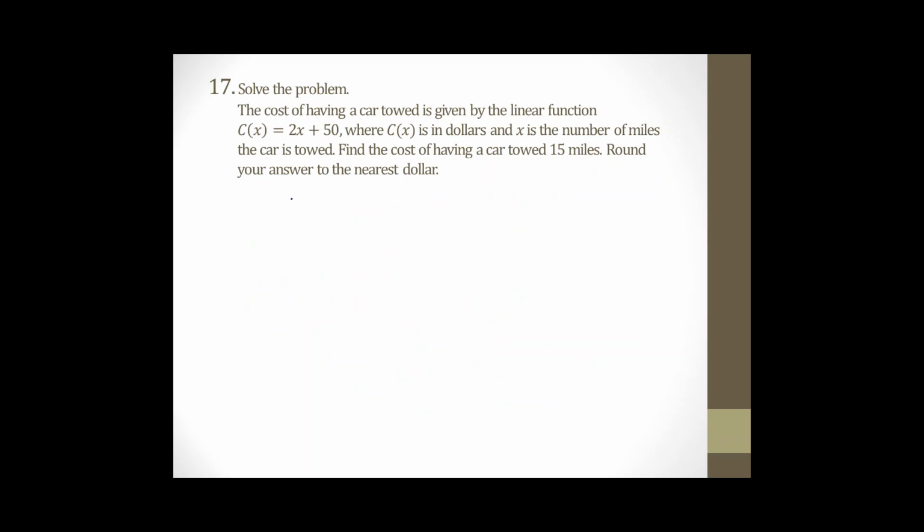So this one's nice because it gives us the equation that models the situation. So it's c of x equals 2x plus 50. And they tell us that x is the number of miles and c is the amount in dollars. And so they want us to find C when X is 15. So we want to find C of 15. So we're going to plug in 15 for X.